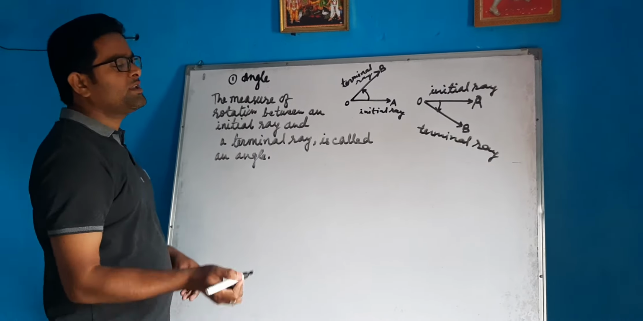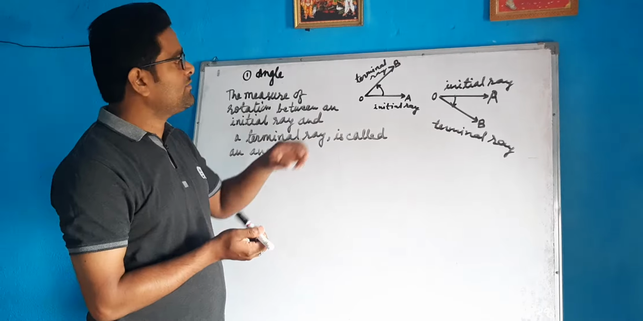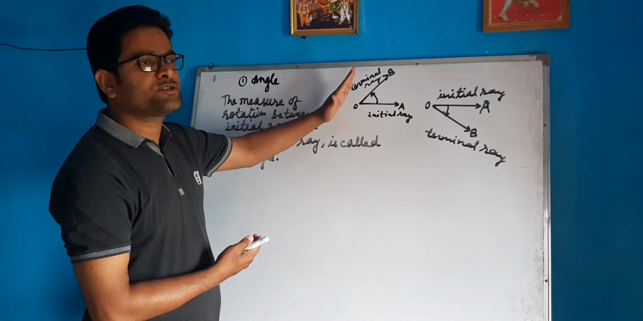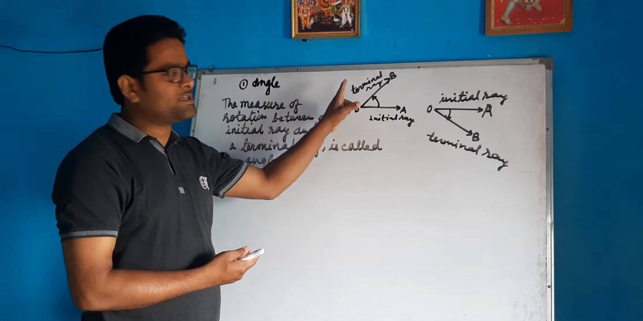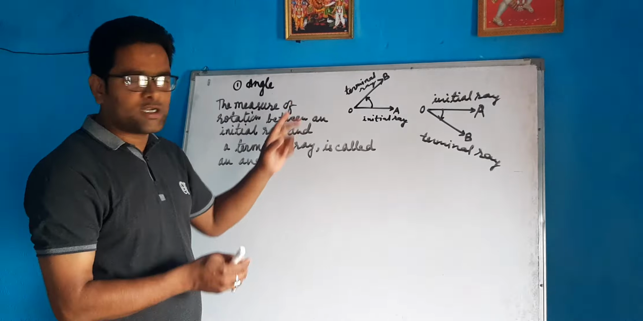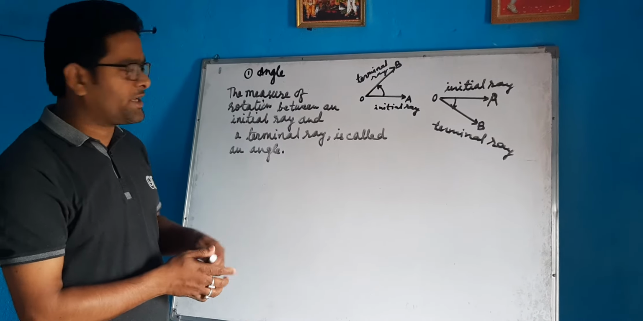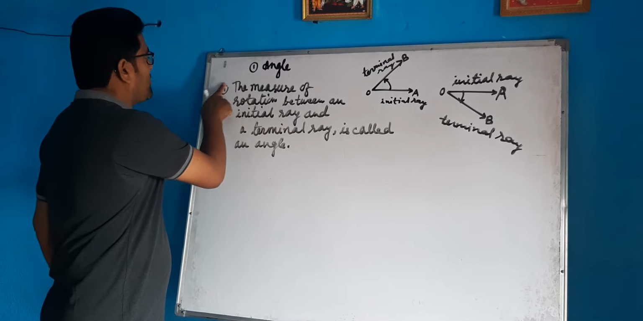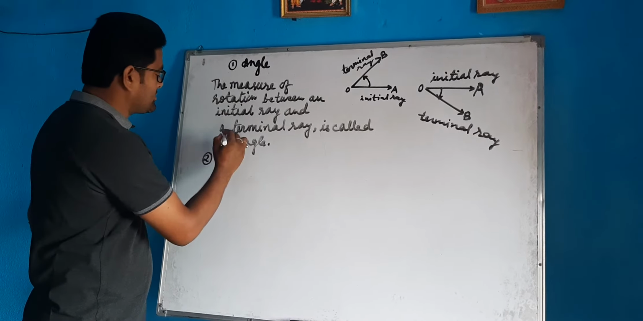Now see here, the terminal and initial rays are both different positions of the same ray. Initially it started, that's why it is known as the initial ray. Here I have stopped, at that point of time we are measuring the angle, that's why it is known as the terminal ray. But both are the same ray; it is only changing according to time. This is the first concept about angle. Now next is positive and negative angles.